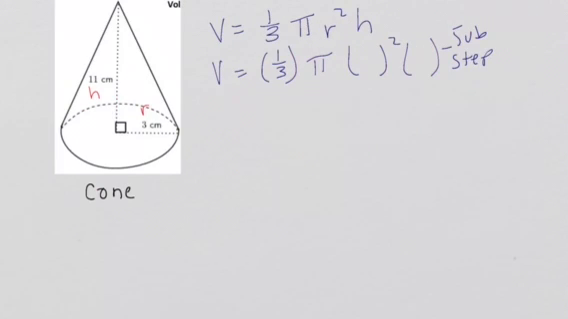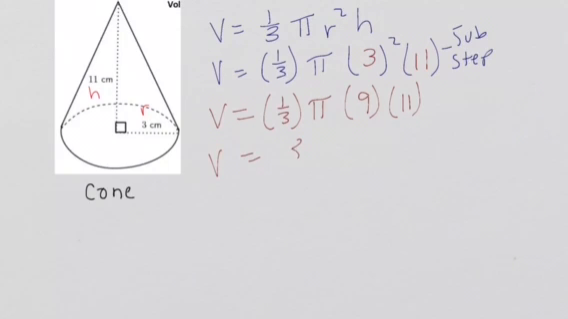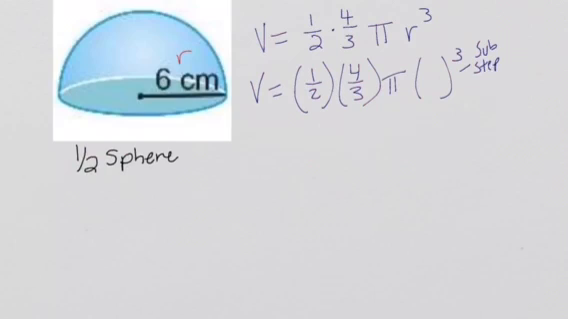All right, now we have a cone. So for the cone, the radius is 3 and the height is 11. So we're putting that into our substitution step. And now we're going to do V is equal to 1/3 pi times 9 times 11. When I multiply 1/3 times 9 times 11, I'm going to get 33 pi centimeters cubed. When I multiply 33 times pi, I'm going to get 103 decimal 7 centimeters cubed.